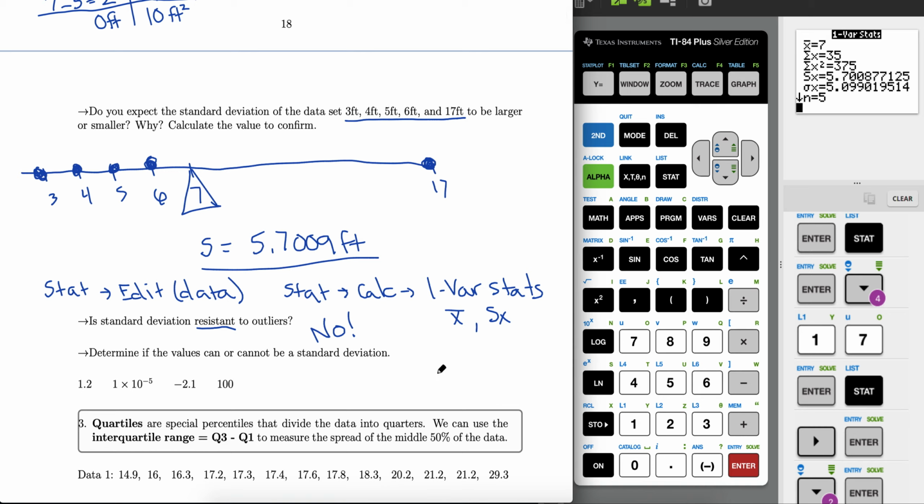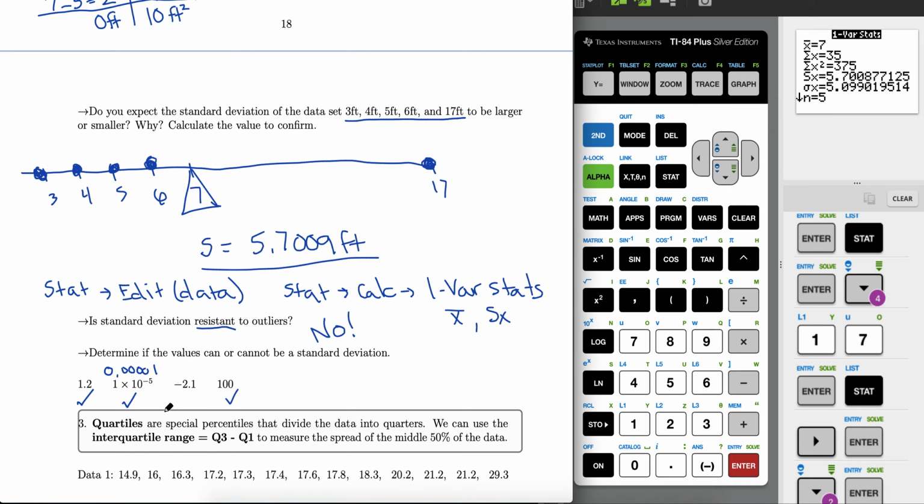Finally, let's take a look at values that can or cannot be a standard deviation. 1.2, sure, I should hope that could be a standard deviation. That's pretty close to what we got earlier, the 1.5. 1 times 10 to the negative fifth, that can be a standard deviation, no problem. It's just written in scientific notation. That 10 to the negative fifth means move the decimal left 5 spots. So that's like 0.00001. So it's just a small variability.